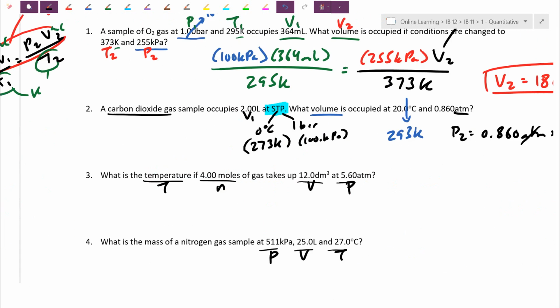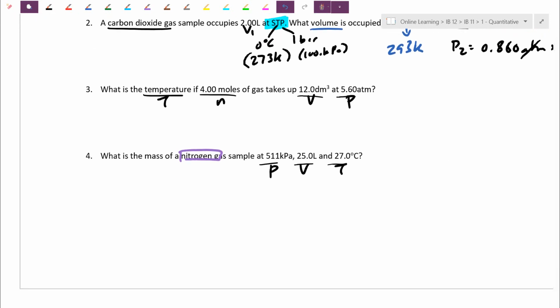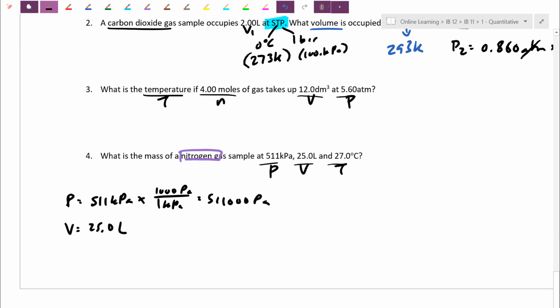For example, question number 4 is asking you, well, what is the nitrogen sample? You would use the ideal gas law formula. Maybe I can do this for you here. What I would do is make sure all the units are correct before you begin. So pressure, they give to me as 501 kilopascals. Well, I actually want pascals. So 1 kilopascal, you can do that in your head, is going to be 1,000 pascals. So 511,000 pascals. Volume here, it's liters. So 25.0 liters.